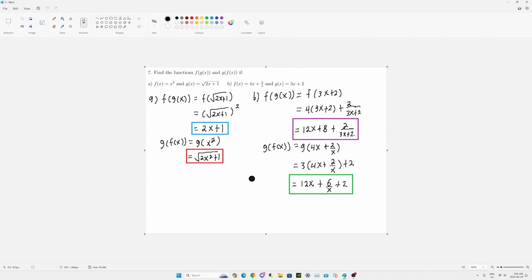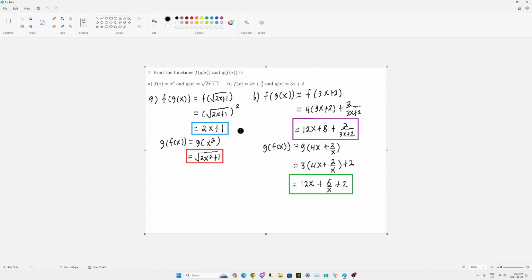Number 7. Ooh, this one does trip some people up. Find the functions f of g of x and g of f of x. Very important to note, this is not multiplying. I've seen some people multiply. It's not f(x) times g(x), it's f of g of x and g of f of x. But in any case, we're given just two functions. We want to find basically substituting in that function into another function.